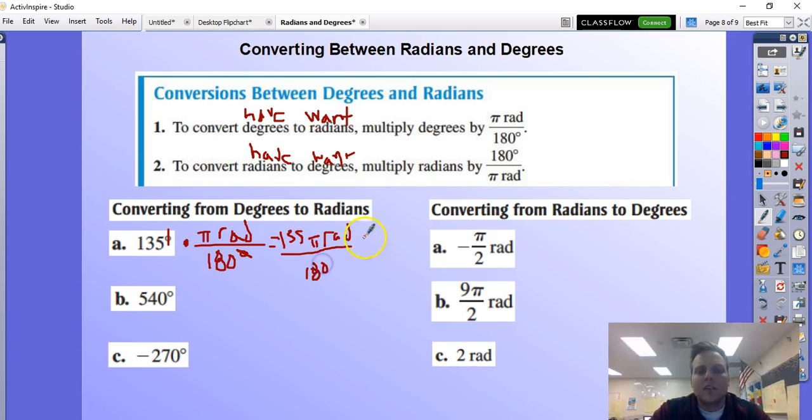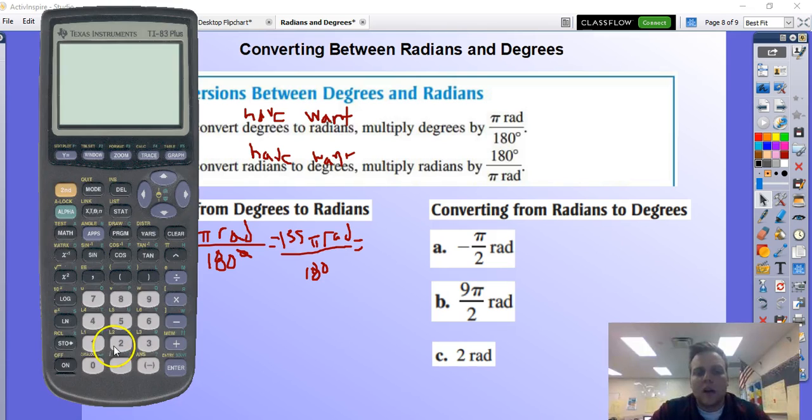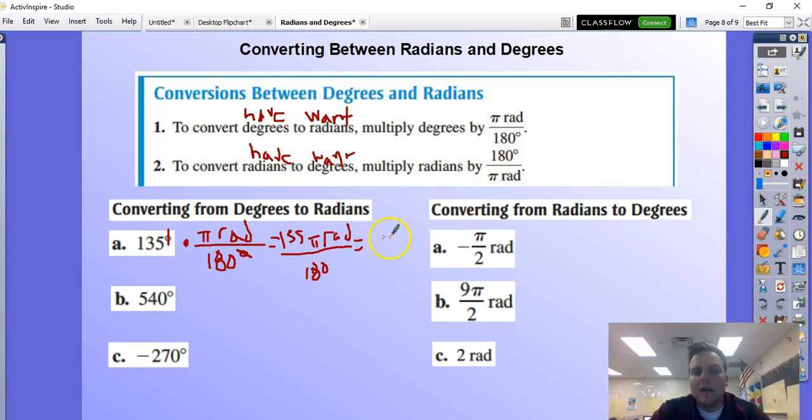Now I just simply need to reduce. 135 over 180, I honestly don't know what that reduces to off the top of my head, so I'm going to cheat here. If my calculator turns on, this is the longest part of every video I have. 135 divided by 180. I do want to leave it as a fraction, so I'm going to hit math, enter, enter, and I get 3/4. So you get 3 pi radians over 4. And there you go. So 135 degrees is 3 pi radians all divided by 4.